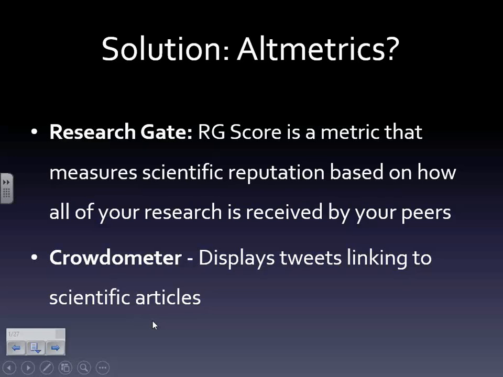And it tells you among the top 90% scientists in your field of research, based on your RG score, based on how people interact with your research. Read it, comment on it, cite it. Then there's also this crowdometer. These are only two examples. There are many of these Altmetrics. I'm sure people who work with this can add.